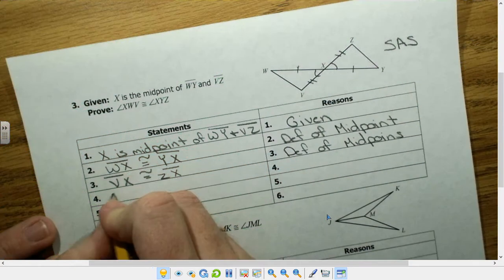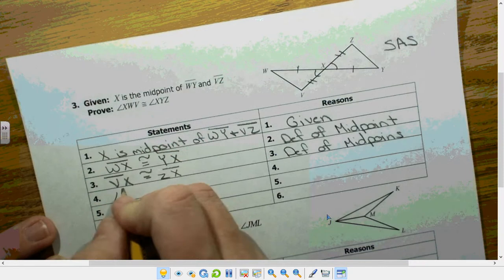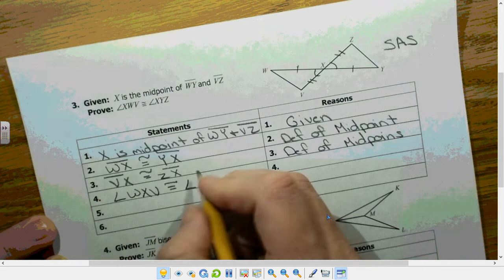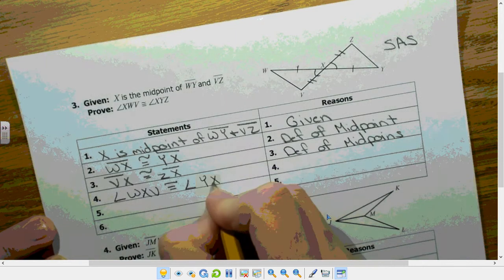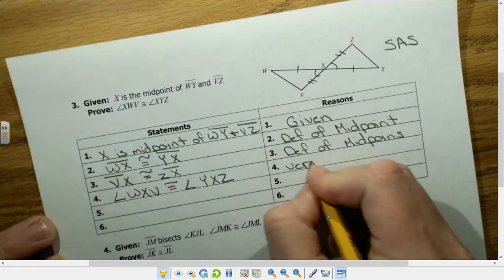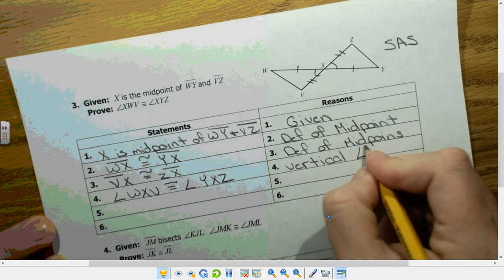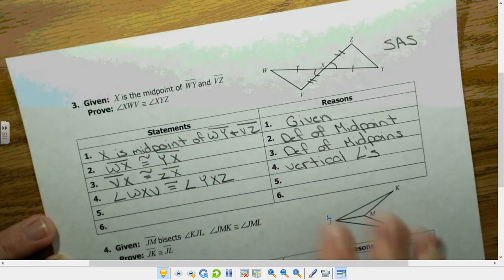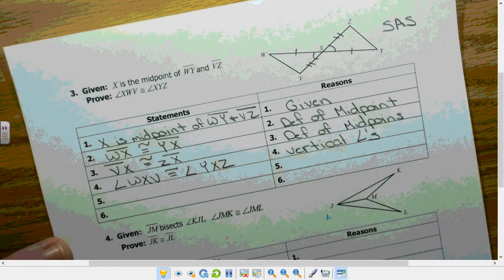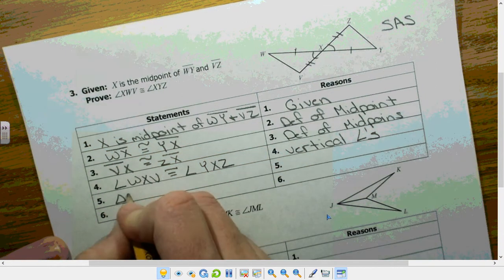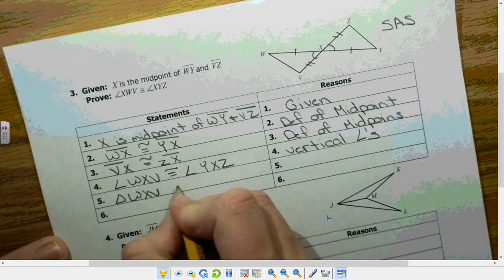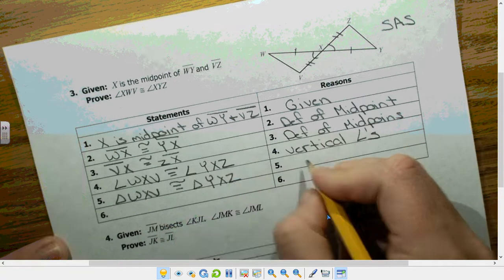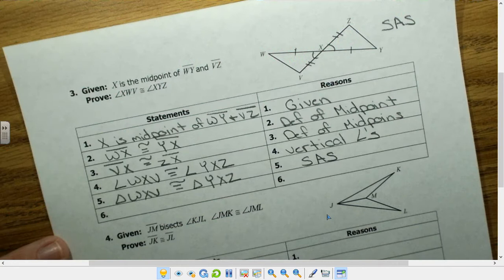Now we've got to say that these two angles are congruent to each other. So angle WXV is congruent to angle YXZ, and that uses vertical angles. Okay, so now we have our side angle side, but again, we have to state the triangles are congruent before we can use the congruent parts. So triangle WXV is congruent to triangle YXZ, and we used side angle side for that one.